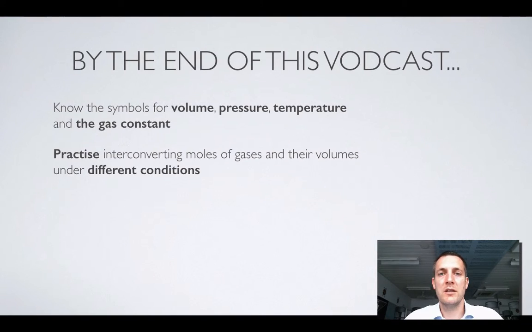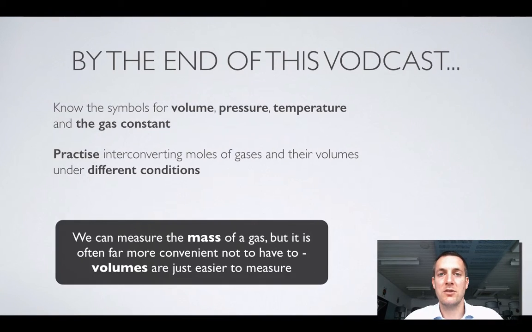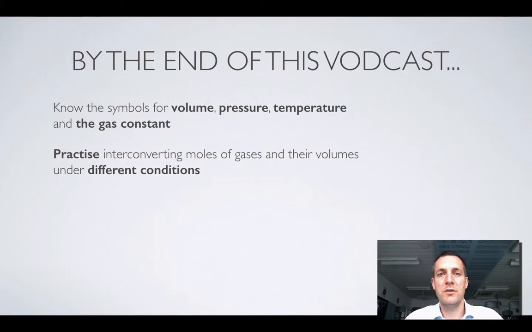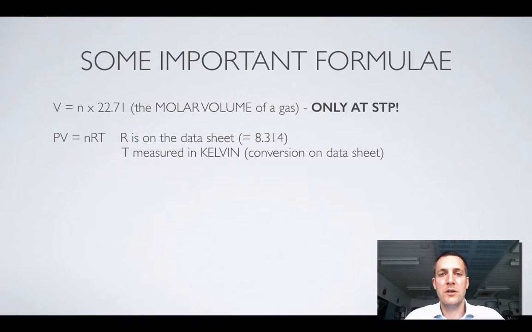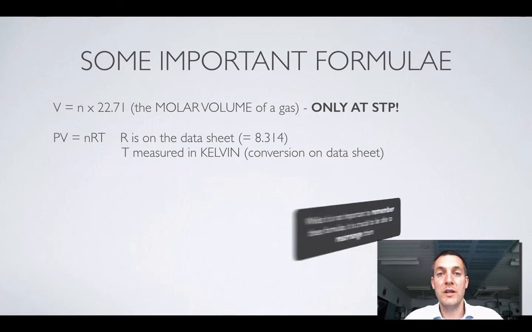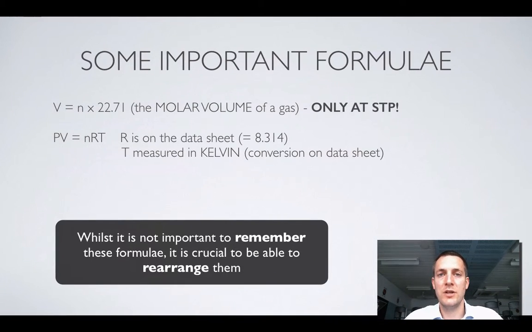And so hopefully by the end of this film you'll know what the symbols for volume, pressure, temperature and the gas constant are, and you'll have practiced using a couple of formulas that are different depending on the conditions that we're under. So here are those formulae. Now there's no need to remember these, because they're on your data sheet, but it's sometimes quite handy if you can figure out what they are, because then you can check that what you're doing is making sense. But anyway, let's have a look at them.